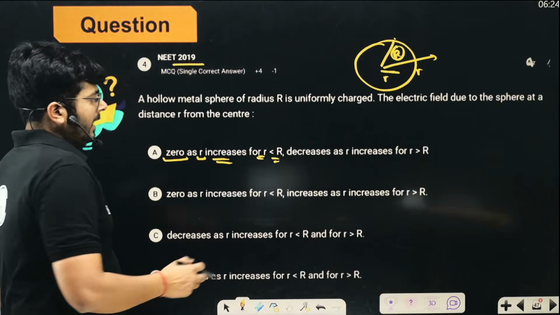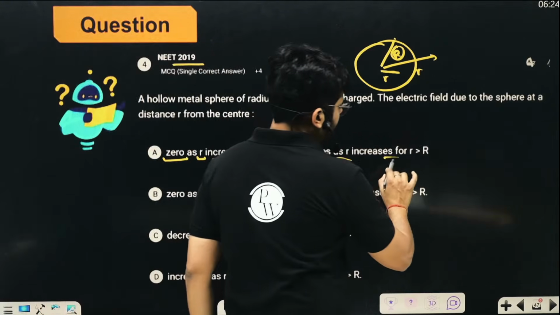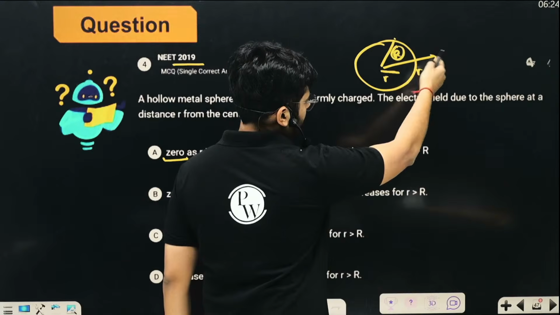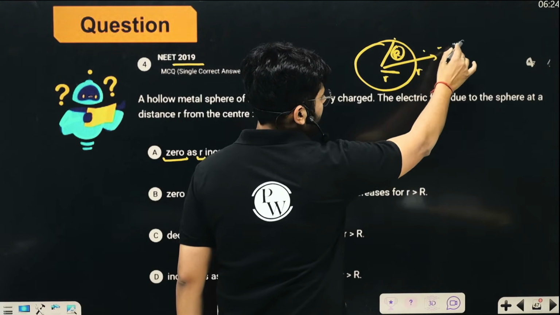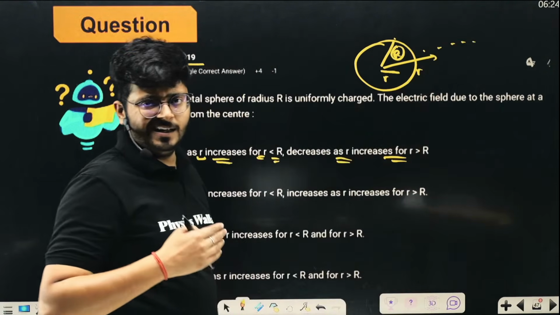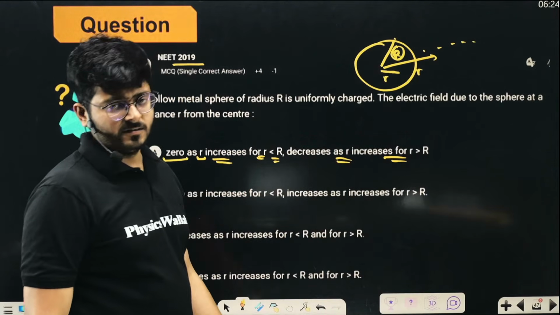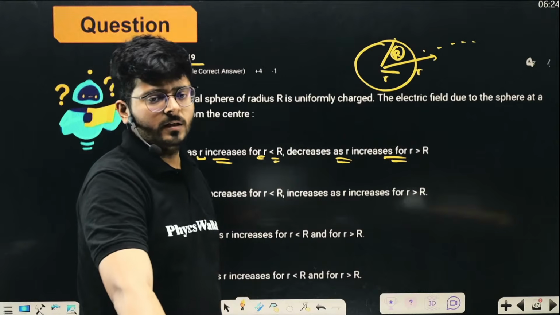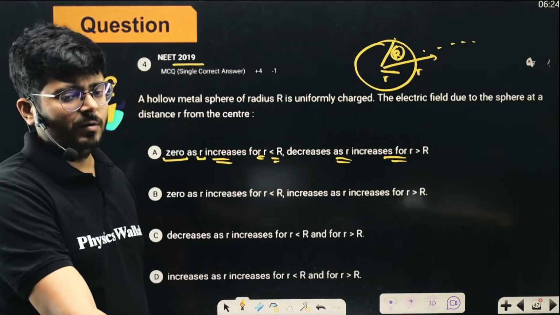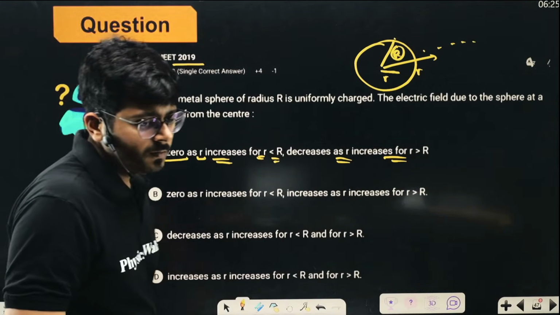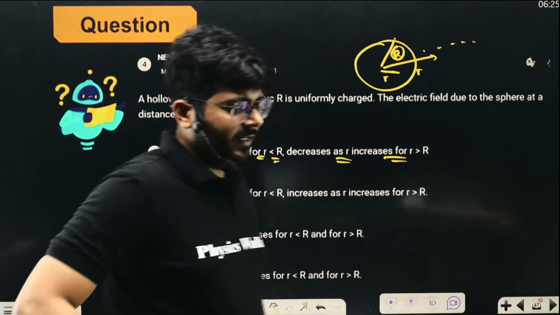And it decreases as r increases for values more than the radius. So in this region, if the distance increases, we can say that the electric field decreases, right? We can say that is reasonable, yes or no? Right? Very good, Chandu, very good, right?